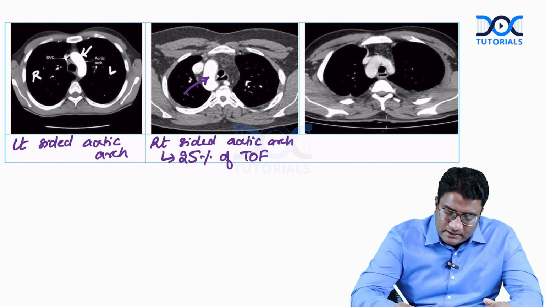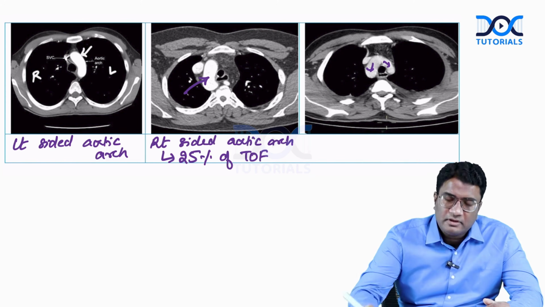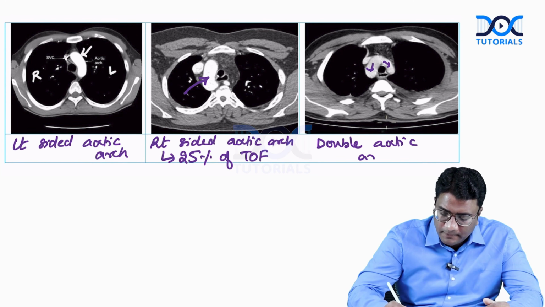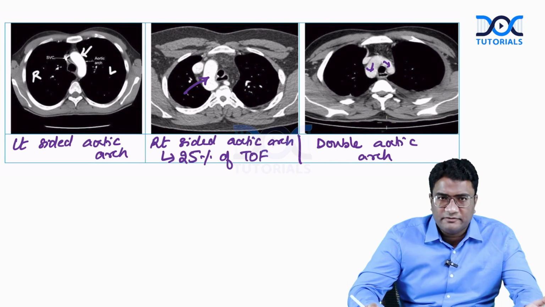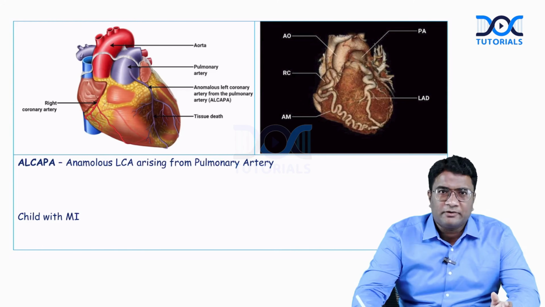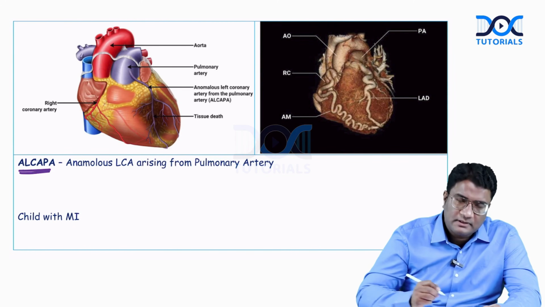And here you can see there is a duplication. There is a double aortic arch. So you should know the left-sided aortic arch, right-sided aortic arch, and a double aortic arch in the patient. Now let's try to understand what is ALCAPA.